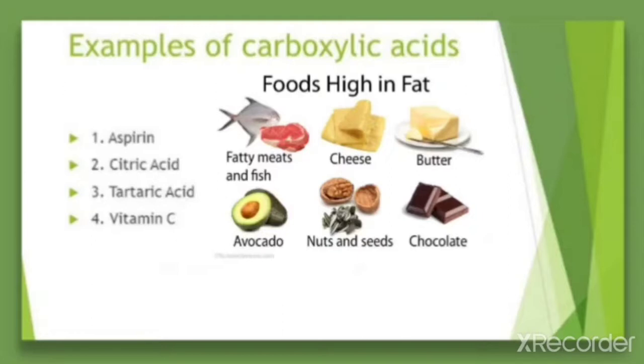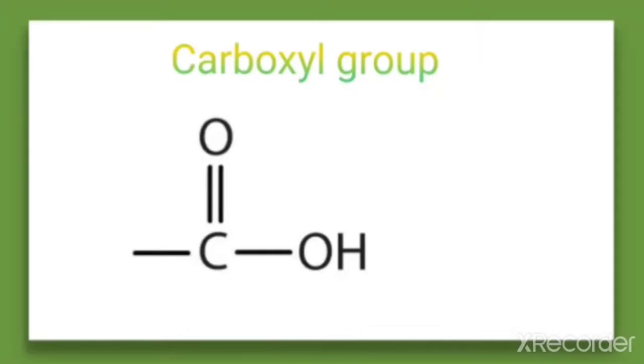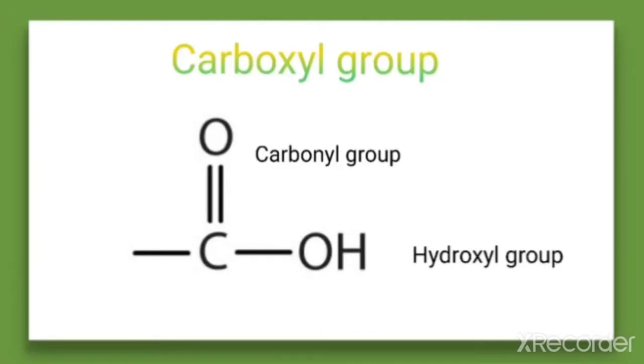So carboxylic acid has a functional group which is called the carboxyl group, that is COOH, the carboxyl functional group. The carboxyl functional group has a carbonyl group, that is C double bond O, and on that carbon there is a hydroxy group, that is OH.